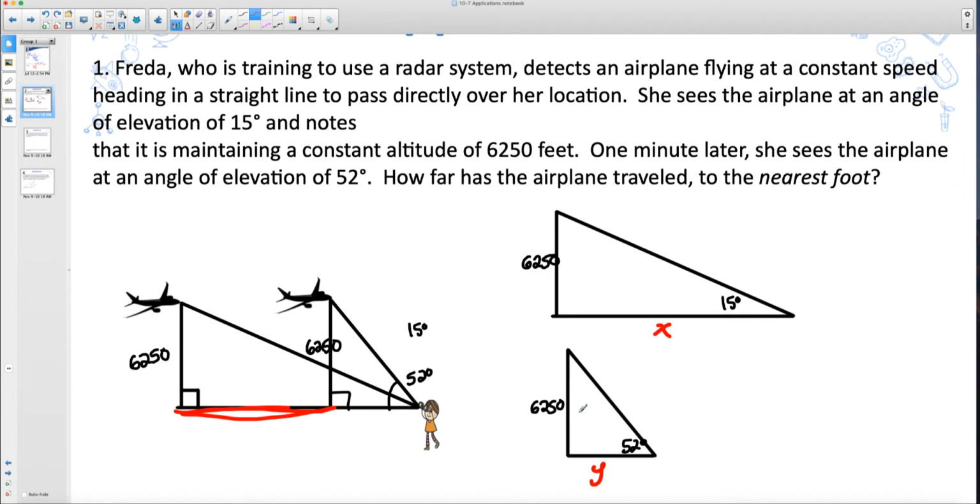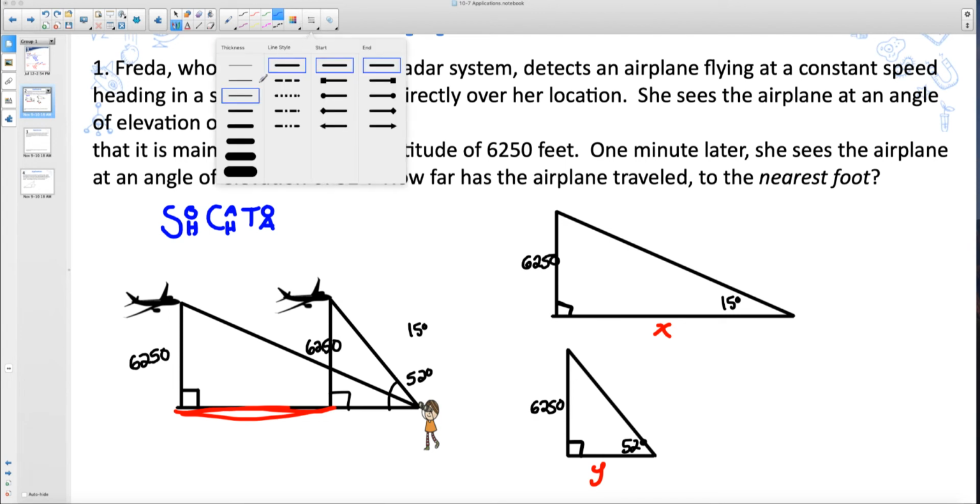What's nice about this is that these are both right triangles, so we could just use our regular old SOHCAHTOA. If you like using the law of sines, by all means you can use law of sines, but we don't have to. We could just use SOHCAHTOA. So we're going to have to do this 2 times, one for this triangle, and one for the other, and subtract the distances.